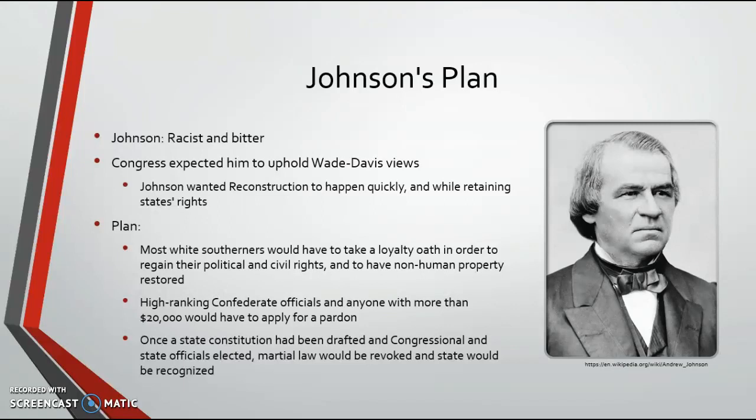Things he recommended but did not formally stipulate. He suggested states renounce the secession ordinance, meaning they say, yes, we should never have seceded, we take it back. That was a bad idea. So formally recognizing that was recommended. He wanted them to deny Confederate debt, so meaning the South would still be solely responsible for their Civil War costs. So that was a recommendation, not required.